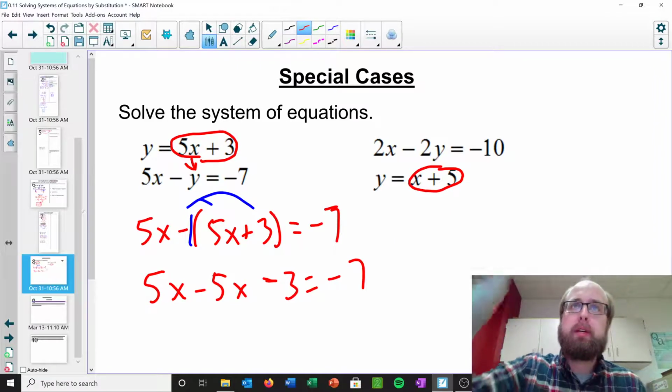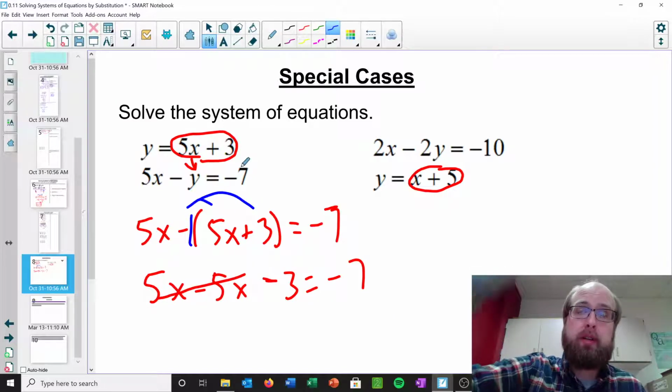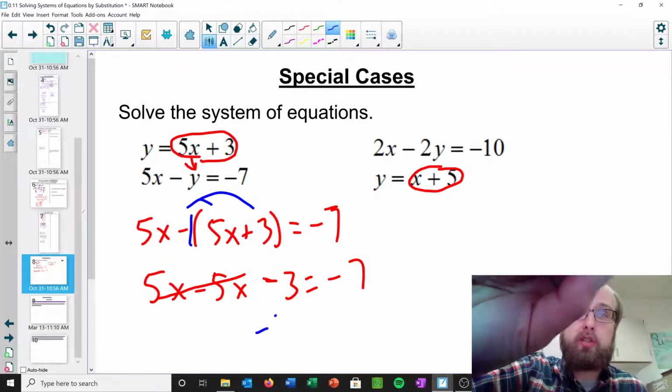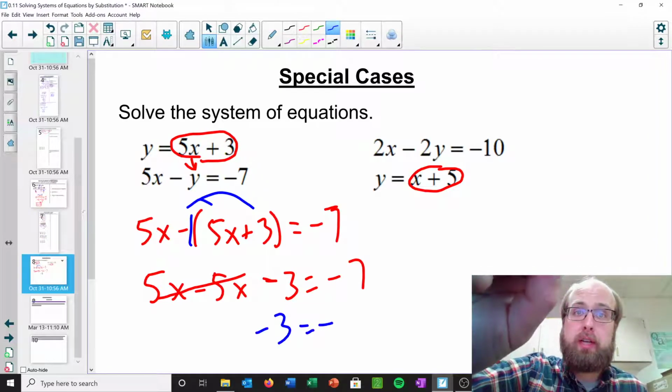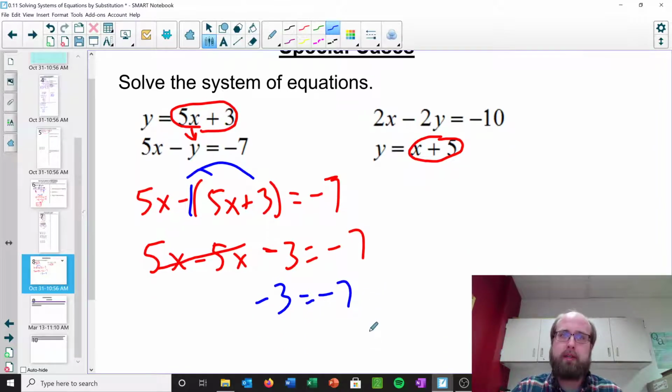And then what I want you to notice is at the beginning here, 5x minus 5x, those are going to cancel each other out. And so what we're going to be left with is just negative 3 equals negative 7. This is a special case. Special cases occur, remember, when all the variables disappear. So all the x's and all the y's, they're gone. And I just have negative 3 equals negative 7.